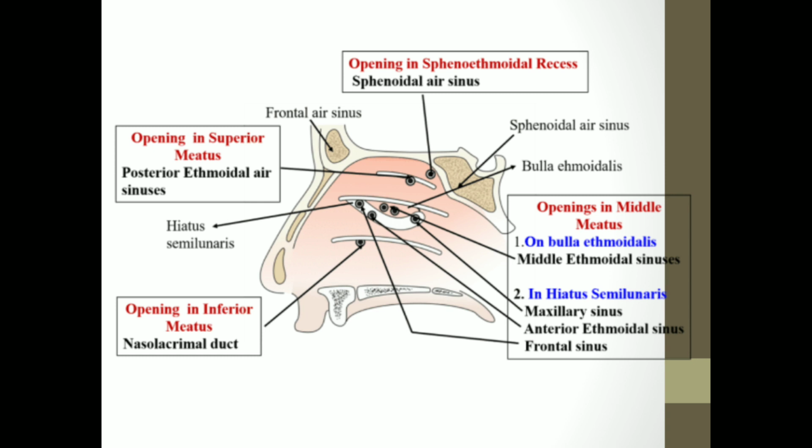Look again in this diagram, you can see clearly we have seen the concha. So below the concha you see the meatus. First, below the inferior concha is the inferior meatus. It consists of the opening of the nasolacrimal duct.